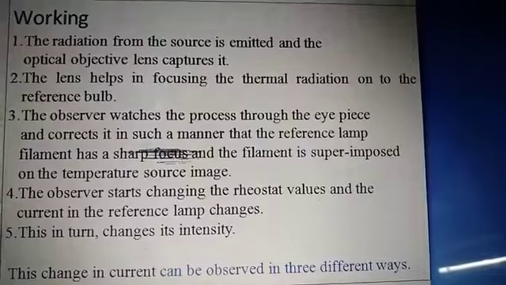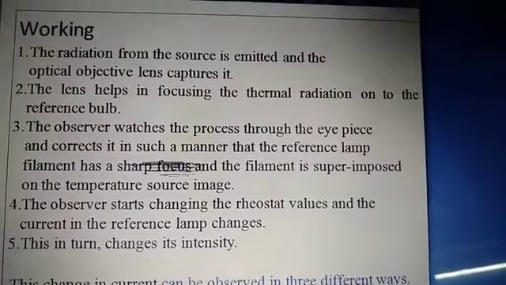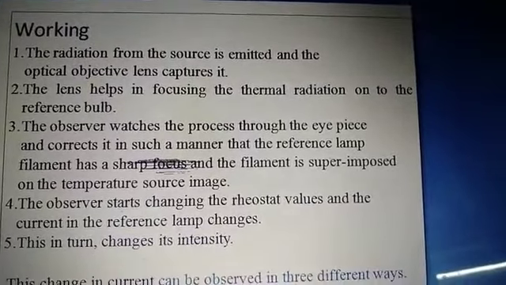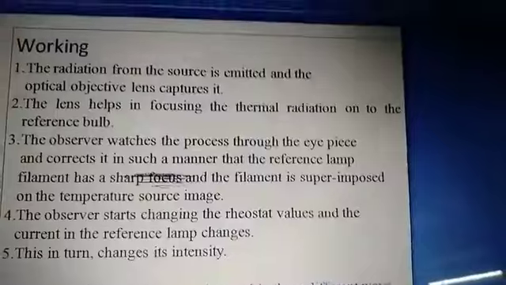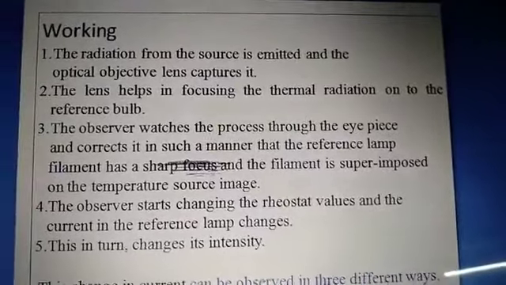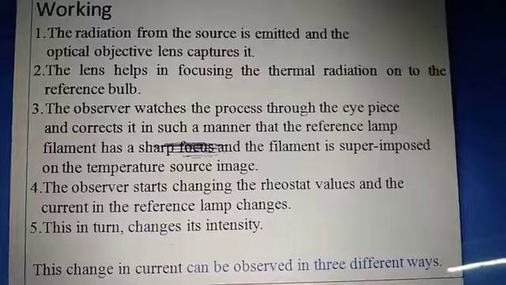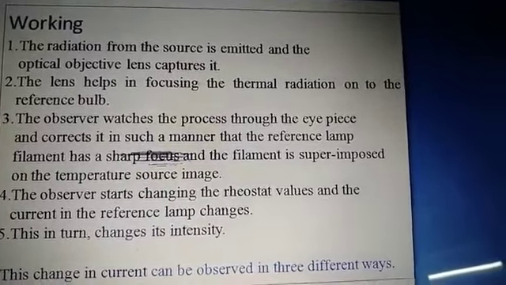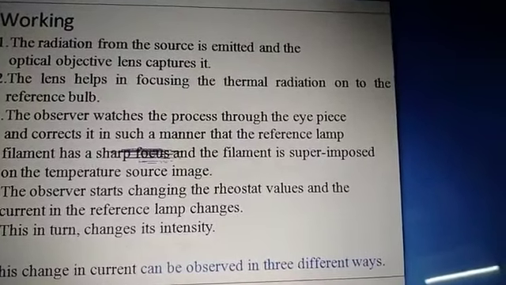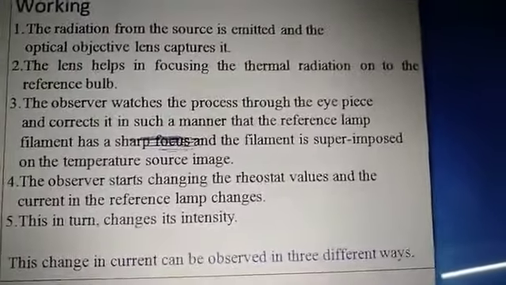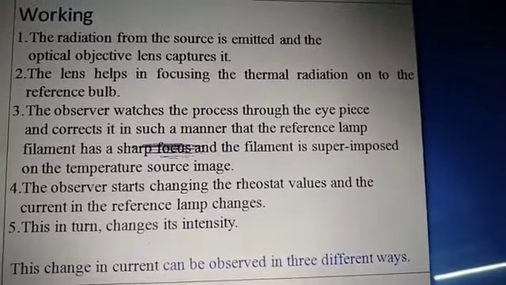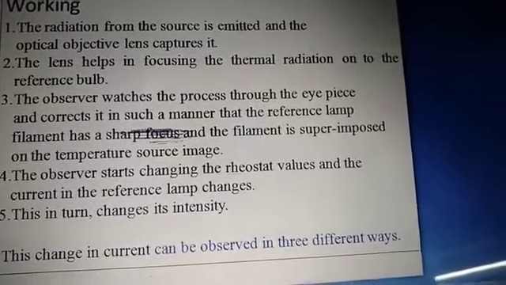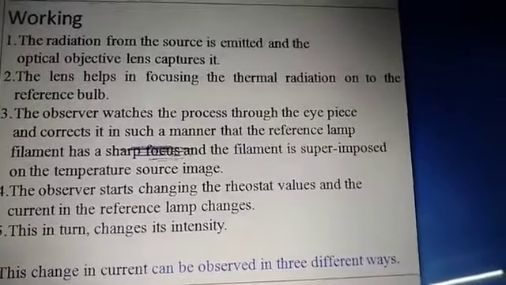One is to change the resistor or voltage across the circuit, and the thermal radiation is focused through the screen. The observer watches the process through the eyepiece and corrects it in such a manner that the reference bulb filament has sharp focus and is superimposed on the temperature source image. The observer starts changing the rheostat values and the current in the reference lamp changes. This in turn changes its intensity.